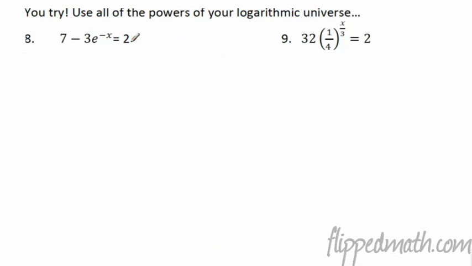Pause the video, do 8 and 9. Then you can fast forward ahead and see if you got the right answer. Otherwise, I'm going to talk you through it. We're going to look at number 8 here. I see that the variable here is on a base of e, so that gives me a little clue of what we need to do.